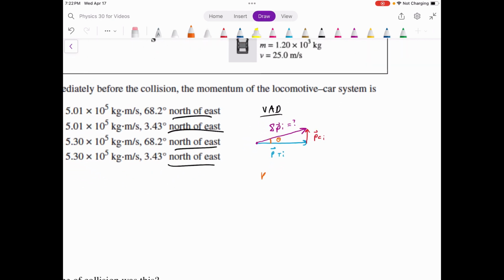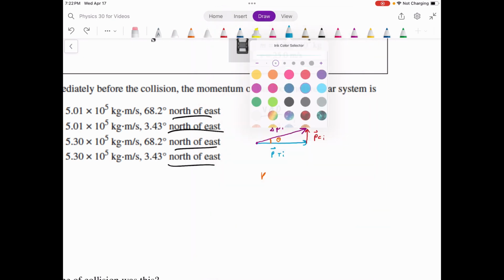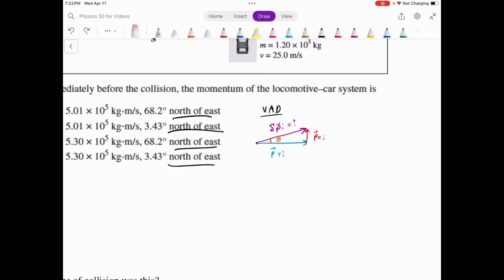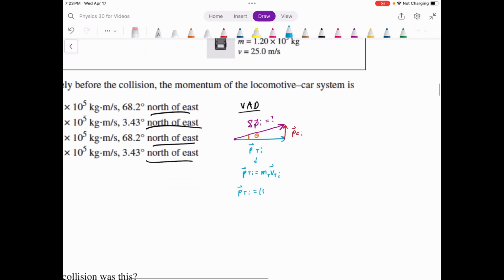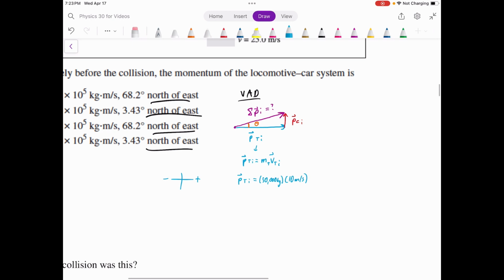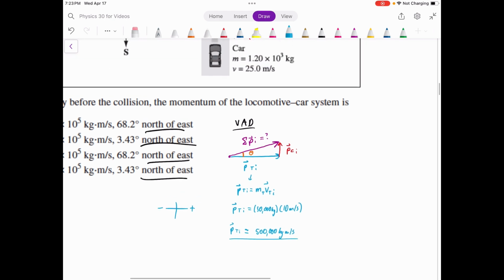Momentum of the train initial will be the mass of the train times its initial velocity, which is just 5 times 10 to the 4, or 50,000 kilograms, times 10 meters per second. And again, I'm going to call east the positive x direction, west the negative x direction, so I'll make that a positive 10 meters per second. And we get that the momentum of the train initial is 500,000 kilogram meters per second. All right. If we repeat for the car, we're basically there.